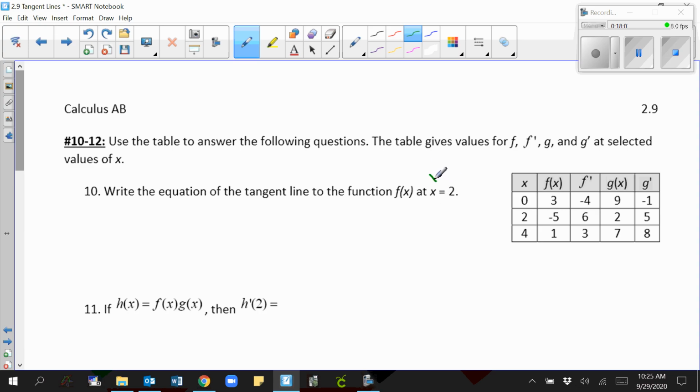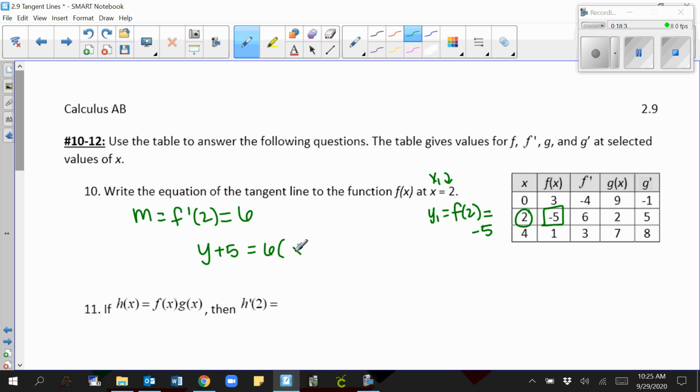So I need my x1, which I have. I need my y1, which is going to be f of 2. Well, if x is 2, f of 2 is -5. And I need my slope, which is my f prime of 2. Well, f prime of 2 is equal to 6. So y minus the -5 gives me plus 5 is equal to 6 times x minus 2. And there's my equation. So the table ones are actually kind of nice and easy. You don't have to do any of the find the derivative and plug the number in. It just gives you all the values you need.